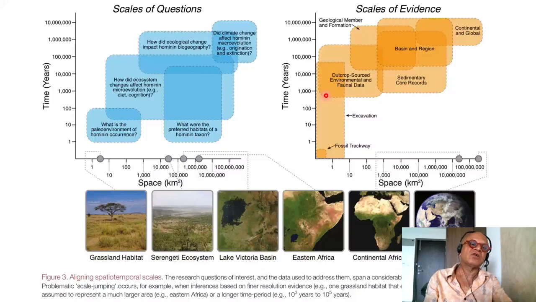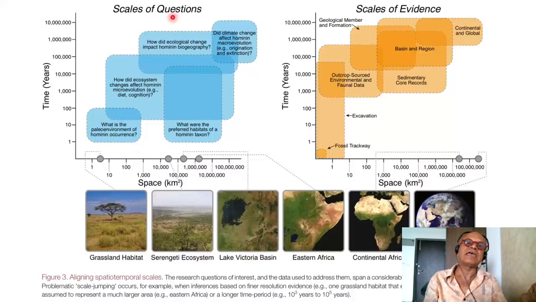Okay, so there are also interesting scales questions. Aligning spatiotemporal scales becomes important. Obviously, we are looking at spatial scales and temporal scales, going from 1 square kilometer to 100 million square kilometers, covering grassland habitats, Serengeti ecosystem, Lake Victoria Basin, Eastern Africa. So you can see we're zooming out to all of Africa, and then the entire planet.